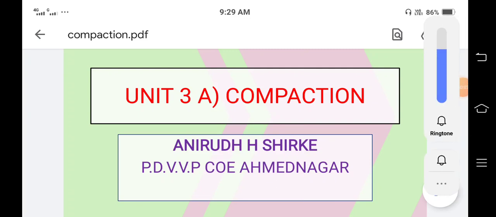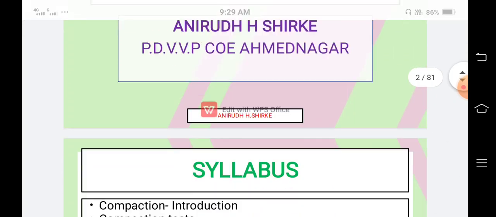Good morning all. Now we are discussing the third unit of geotechnical engineering, that is compaction and stress distribution in the soil mass. So part A of unit three is concerned with compaction, and part B is concerned with stress distribution.